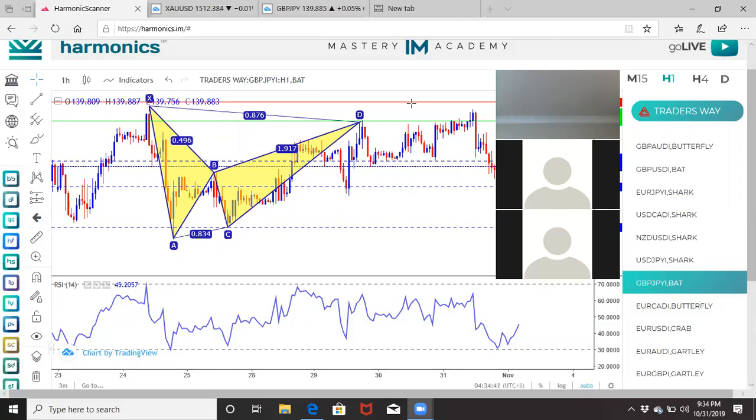So, reversal points. If you look at the scanner, you got a bat pattern, X, A, B, C, D. I won't get too caught up in the different kind of scans and all that stuff. The scanner obviously called an entry point right here at the D point.